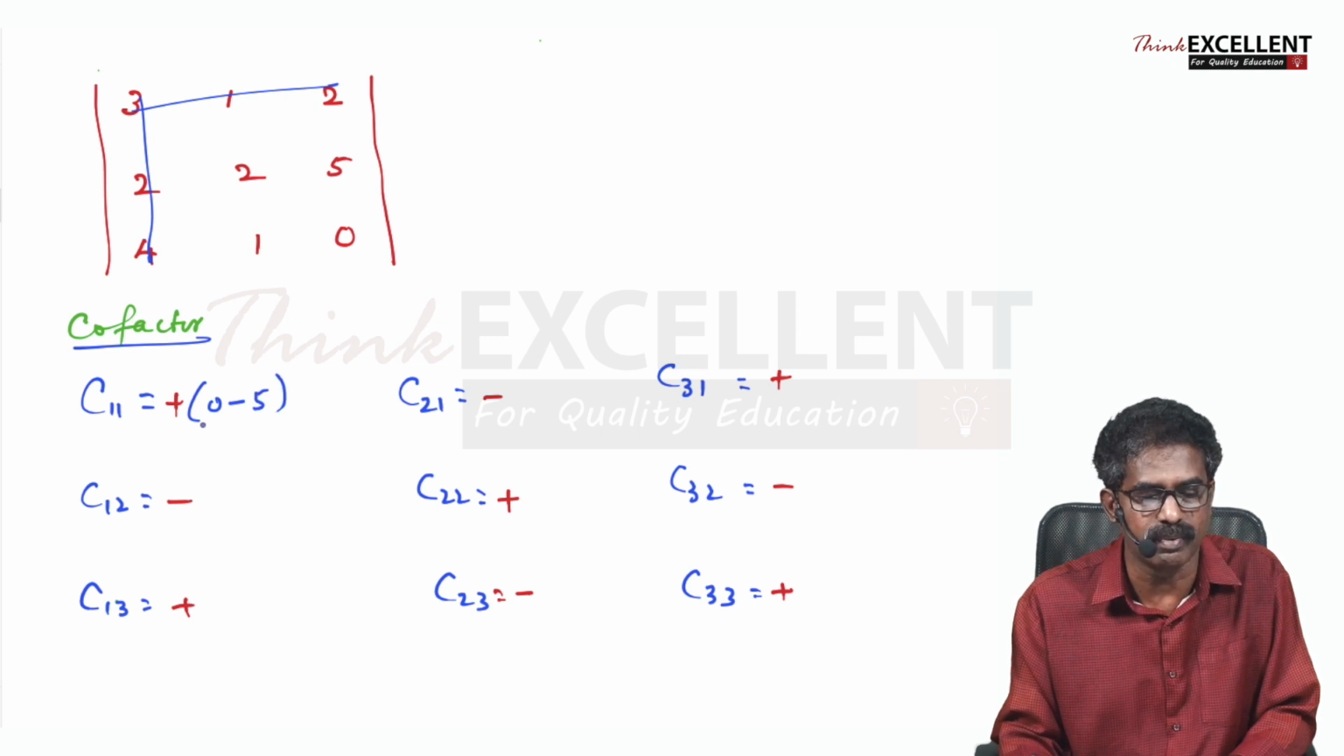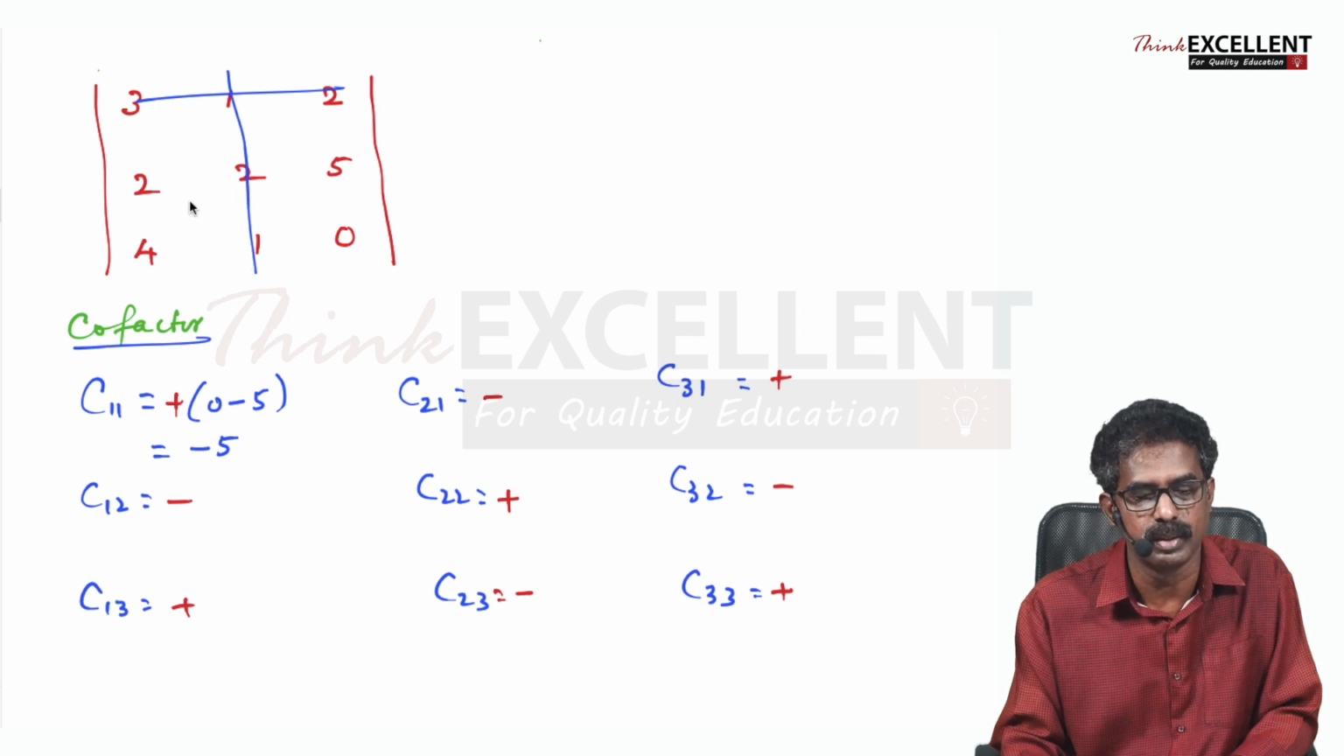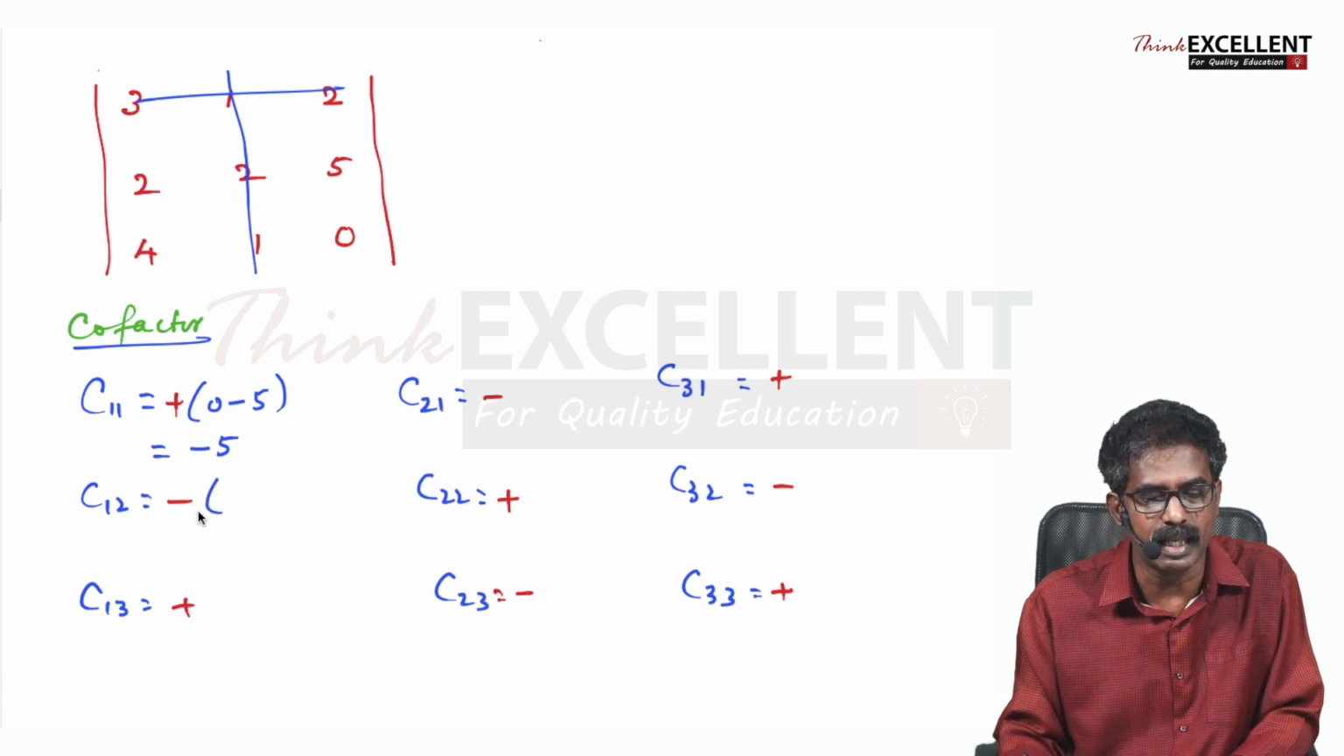So this you have to simplify. 0 minus 5 is minus 5. Outside plus only, so it is minus 5. See 1, 2. 1, 2 means which one? The second term, right? So you have to leave this one. So leave that particular row and that column. So already minus is there.